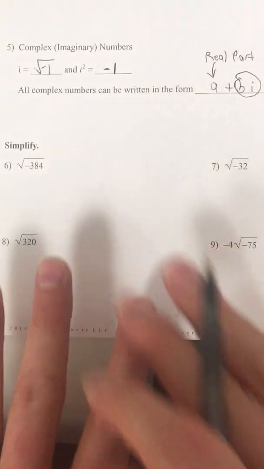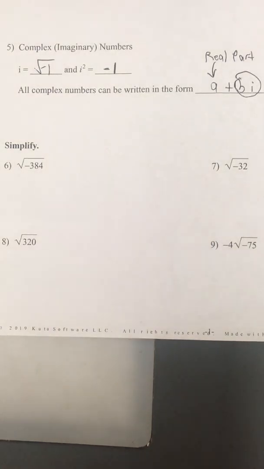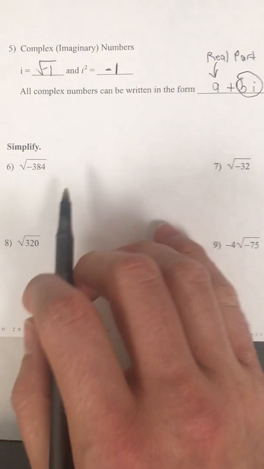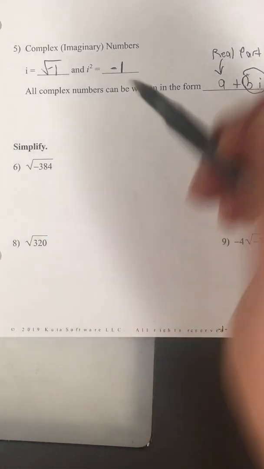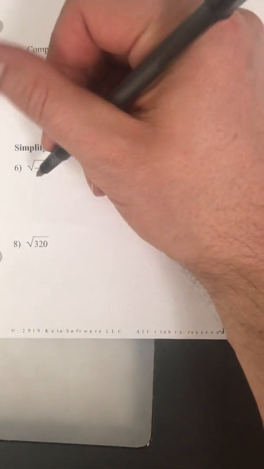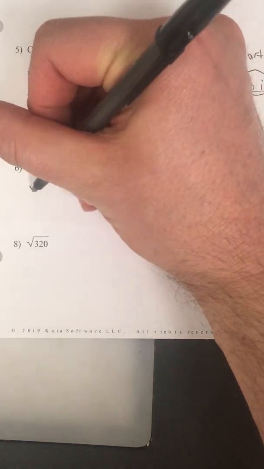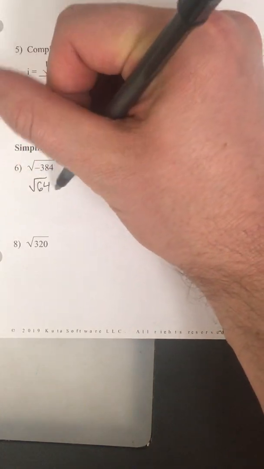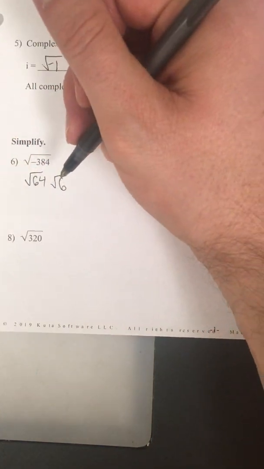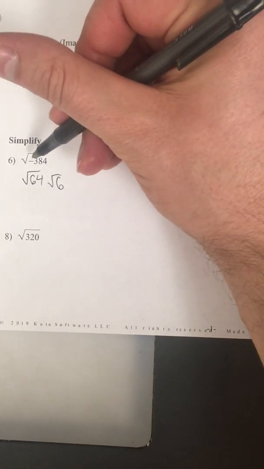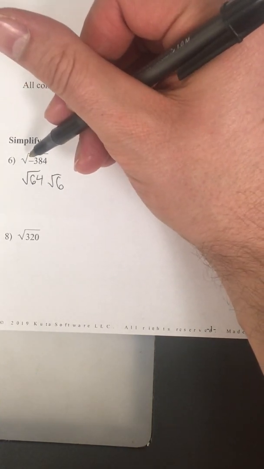So if you look at these bottom problems where I'm simplifying the radicals, I would simplify these just like we did last time. You want to try to split this up into a perfect square number. So 384, I can split that up into 64 times 6. But since there's a negative under the square root, what does that mean for my answer?